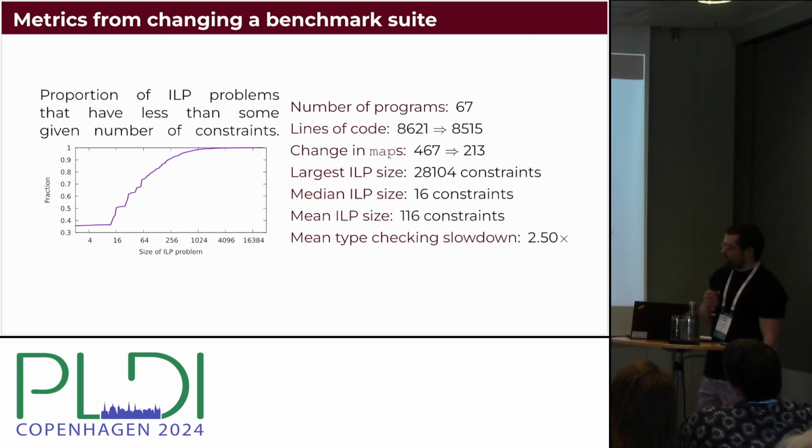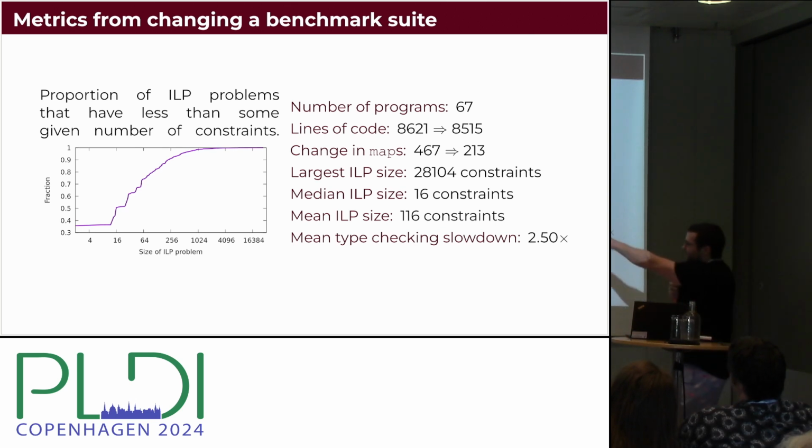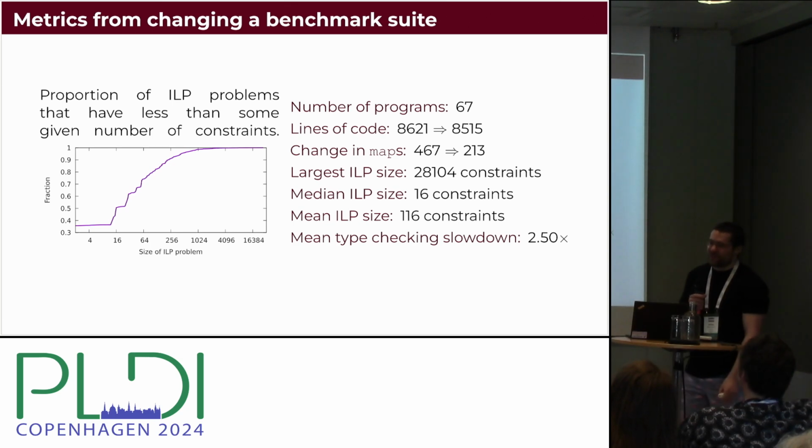Some metrics from our benchmarking. So the key takeaway here is that most ILPs that we generate are very small. Some of them, like this 28,000 thing, is kind of big, but that's largely a product of the fact that the implementation is very unoptimized, and we can remove many constraints that are being generated. And even with our very unoptimized implementation, type checking slowdown is about 2.5 times. So it's in practice very usable.